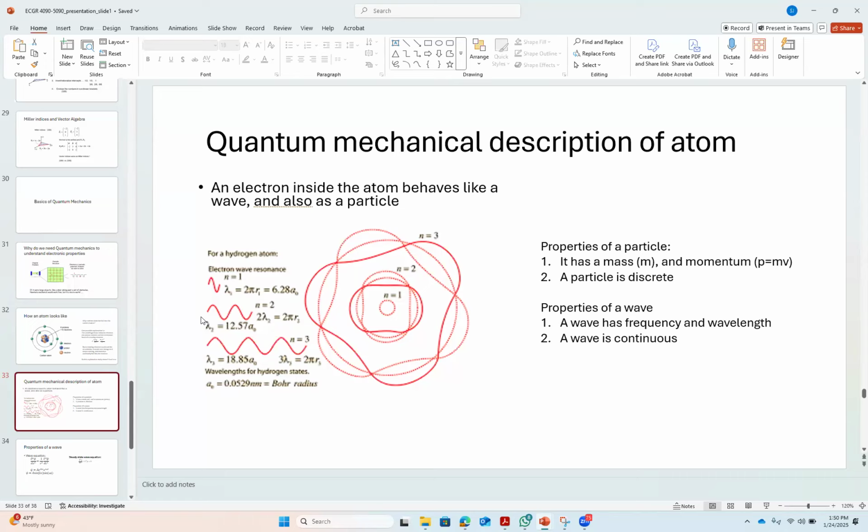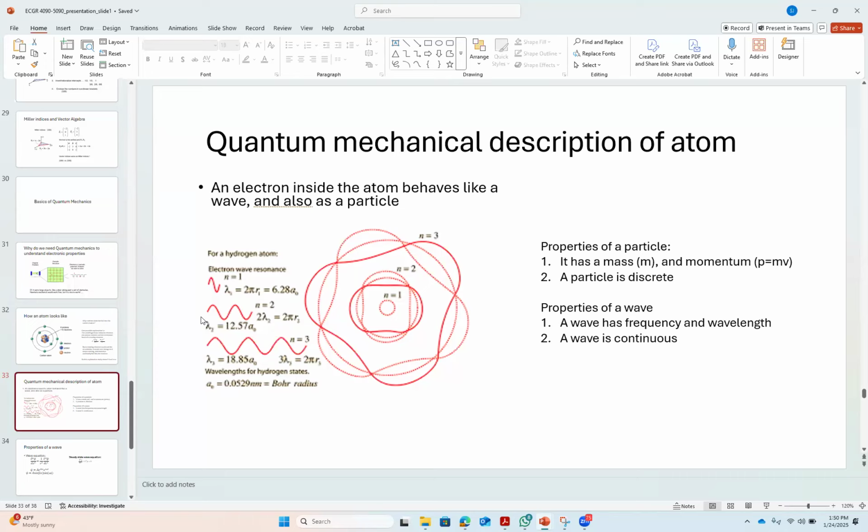A particle, probably the simplest thing, has mass. Any particle has a mass, and a particle has momentum. Momentum means the multiplication of mass and velocity. So all particles have mass and momentum. And the second thing is a particle is discrete. So here is a particle, here is a particle. You can define that these are the particles.